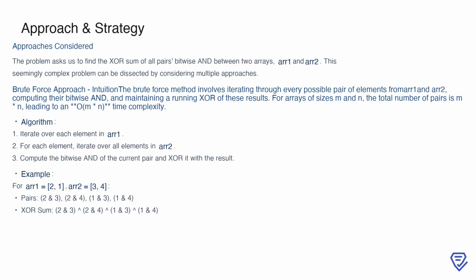First, we iterate over each element in the first array. Then, for each element, we iterate over all elements in the second array. For each pair, we calculate the bitwise AND and XOR this result with our running total.